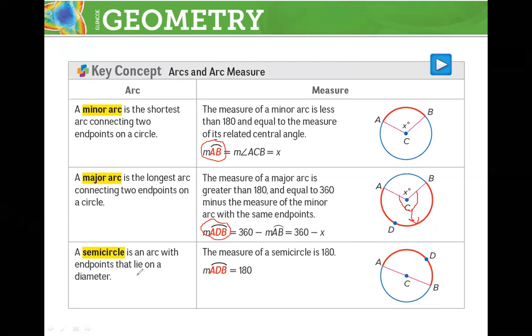Okay. The third one is the semicircle. The semicircle is an arc with the endpoints lying on the diameter. It means it's an arc, okay? But it's opposite to a diameter, as you see. So the arc which is opposite to the diameter is called a semicircle or half circle. It represents a half circle, okay? These are the three definitions we have.